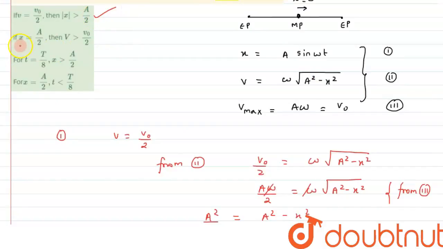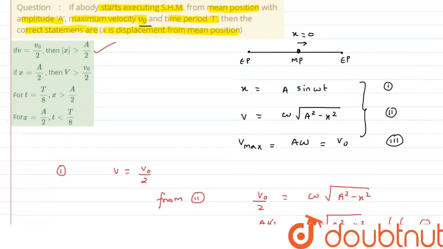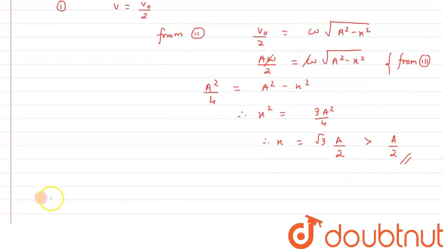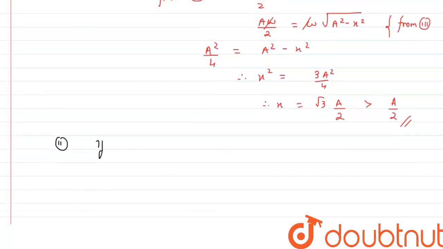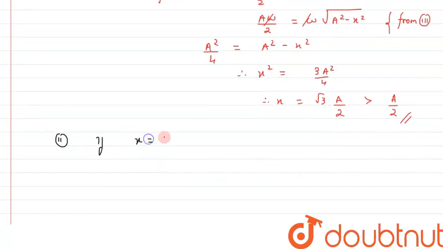Now we have to check the second option about the displacement. If x equals a by 2, then the velocity is greater than the maximum velocity by 2. So for it, let's take the second part: if x is given to be a by 2, if x equals a by 2.